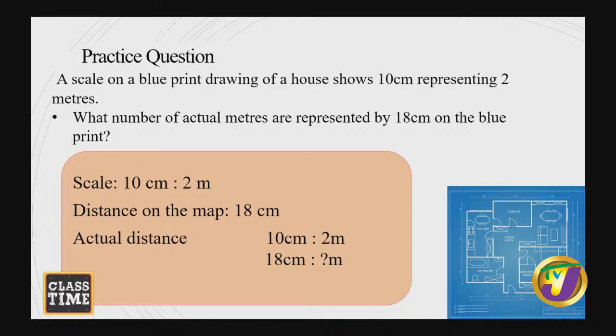I hope you can see a solution pathway. This is the one that I'm sharing with you. So it's a unitary method. We want to find out what 1 unit will value, and then we go ahead to find out what 18 centimeters would value. So we want to find 1 centimeter first, and then how much 18 centimeters will value.